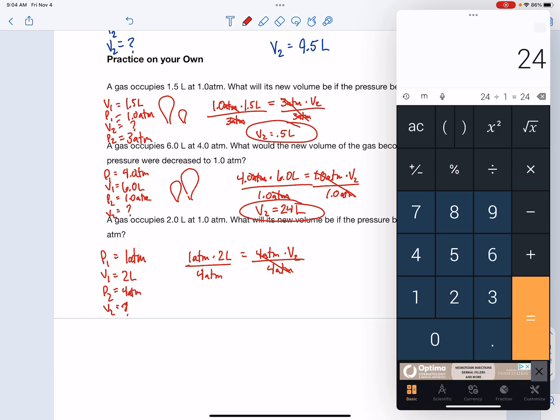All right, 1 times 2 is 2. Right, 1 atmosphere times 2 liters is 2, divided by 4 atmospheres. That comes out to 0.5. So V2 is equal to 0.5 what? Well, atmospheres cancel out. We're left with just liters. We also know it's liters because we're solving for volume in this case. And sure enough, we quadrupled the pressure, and now we have 1/4 of the original volume.